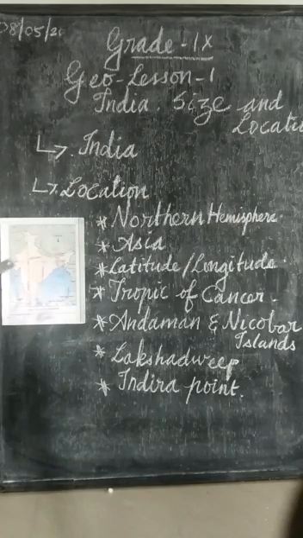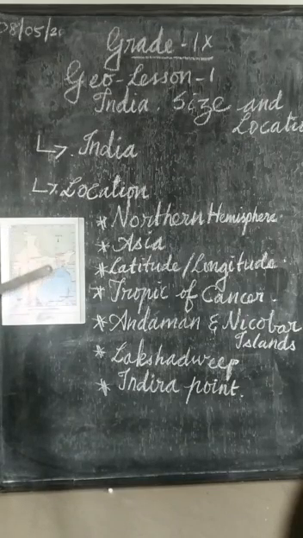68 degree 7 minute east to 97 degree 25 minutes east. Thus, India is situated in tropical and temperate zone. You know very well the important latitude line known as Tropic of Cancer divides India into two equal halves. Thus, India is situated in the tropical and temperate zone.